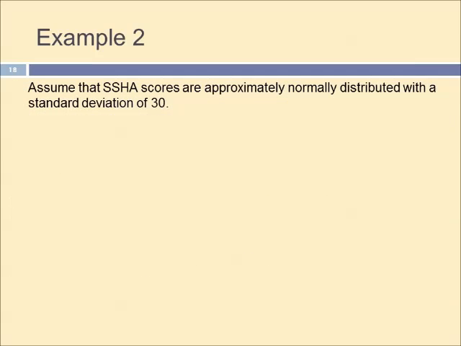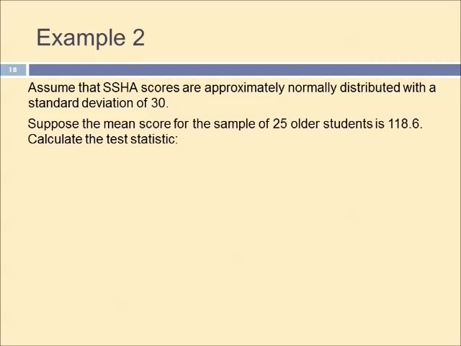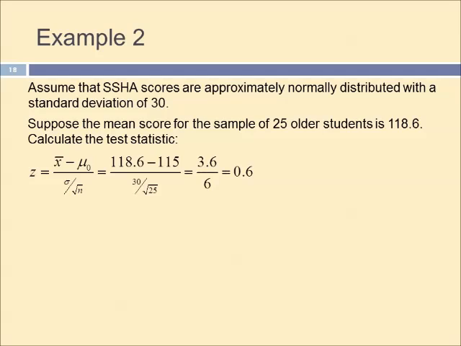So let's assume that these scores are approximately normally distributed with a standard deviation of 30. And let's suppose that the mean score for the sample of 25 older students is 118.6. So we calculate the test statistic, 118.6 minus 115 divided by 30 over the square root of 25, and we get 0.6. So this sample mean is about 0.6 standard deviations above the hypothesized mean.